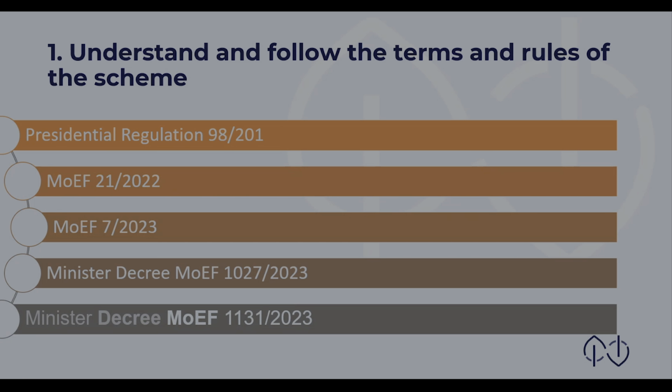And during the same year, they also released a Ministerial Decree from the Ministry of Environment and Forestry, number 1027, about the national carbon trading forestry roadmap. And the last point is the ministerial decree regarding the technical guidance. This is what we wanted to focus on. So they published the scheme and the guidance or the standard for carbon projects in Indonesia.